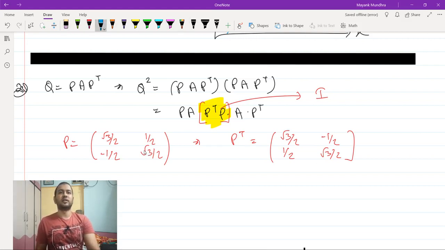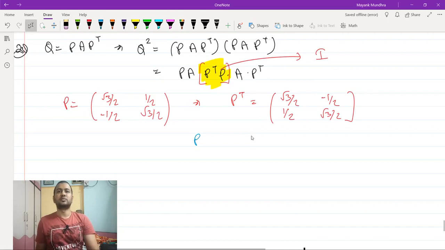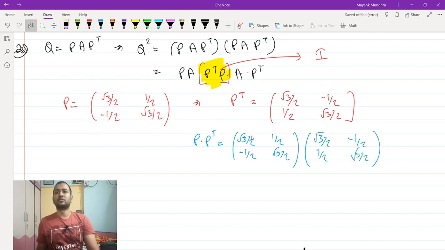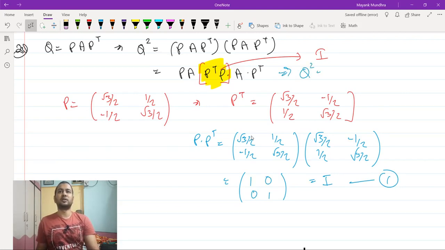Now let's find out what happens to P times P transpose. So P into P transpose will be root 3 by 2, half, minus half, root 3 by 2 into root 3 by 2, minus half, root 3 by 2. You can do the multiplication and check that this value comes out to be 1 0 0 1. So that's your identity matrix. So from 1, we can show that Q square is nothing but P times A square P transpose.